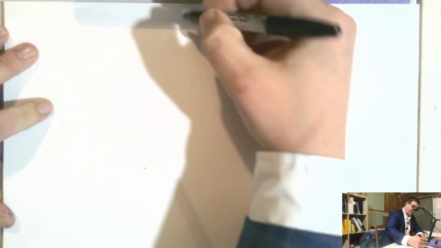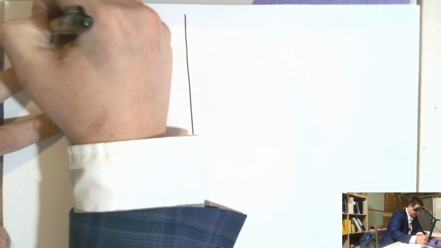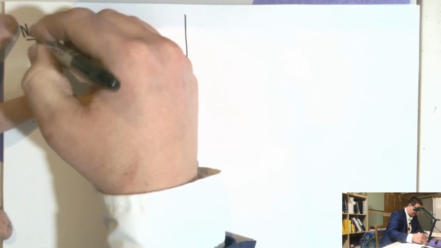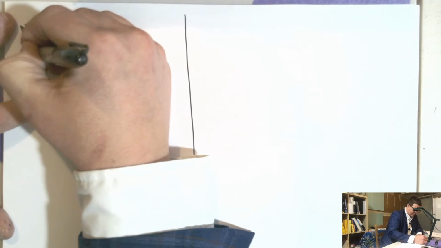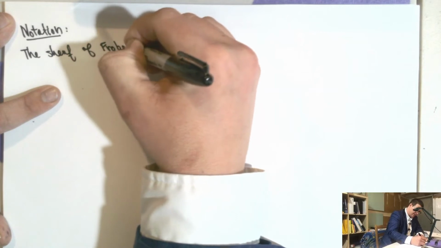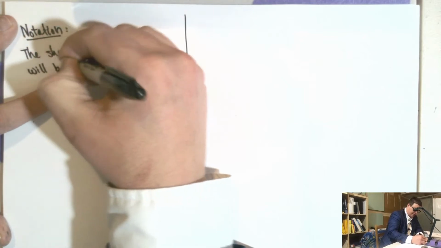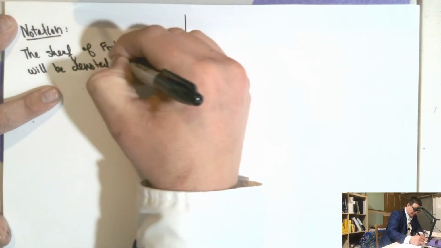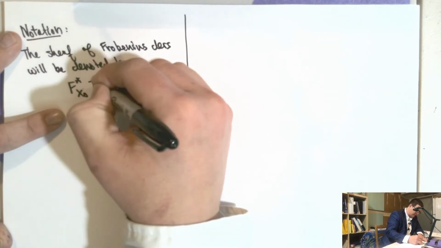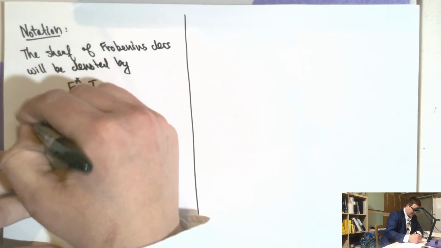Okay, so let's do this notation. So if X, the sheaf of Frobenius derivations will be denoted by T here. Okay, so further notation.